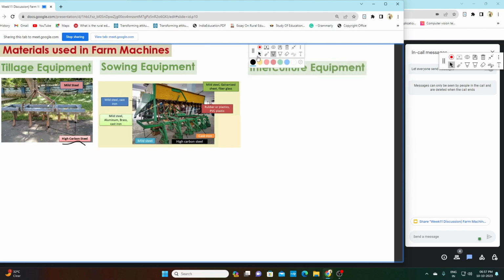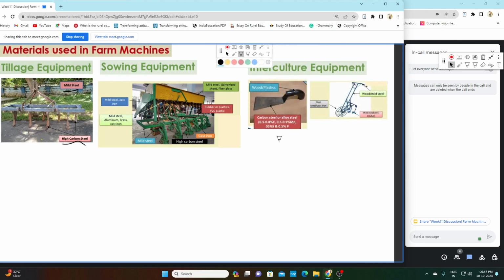Now the third thing is intercultural equipment. So for intercultural equipment, when we are talking about simple hand equipment or manual equipment, the handle portion is basically made of wood or plastic, and the working element or the tool is made up of high carbon steel, carbon steel or alloy steel. Okay, in the cultivator or the sowing equipment we are using high carbon steel, but in manual equipment we do not require that much high carbon steel. We can go with low carbon steel or alloy steel.